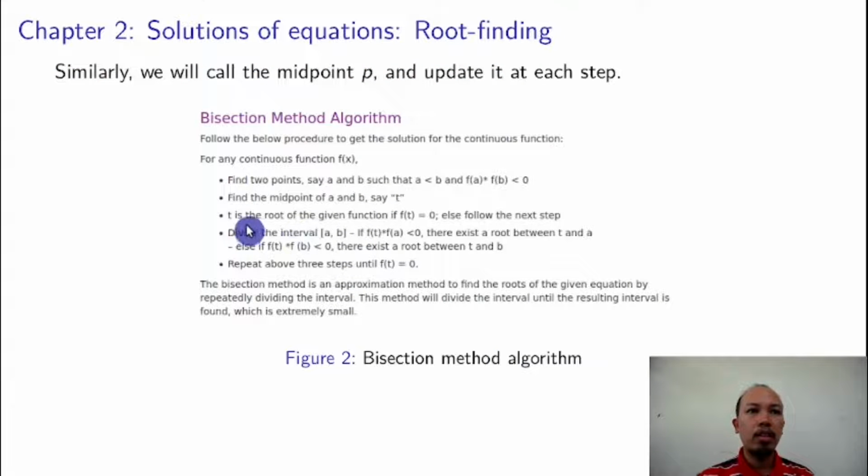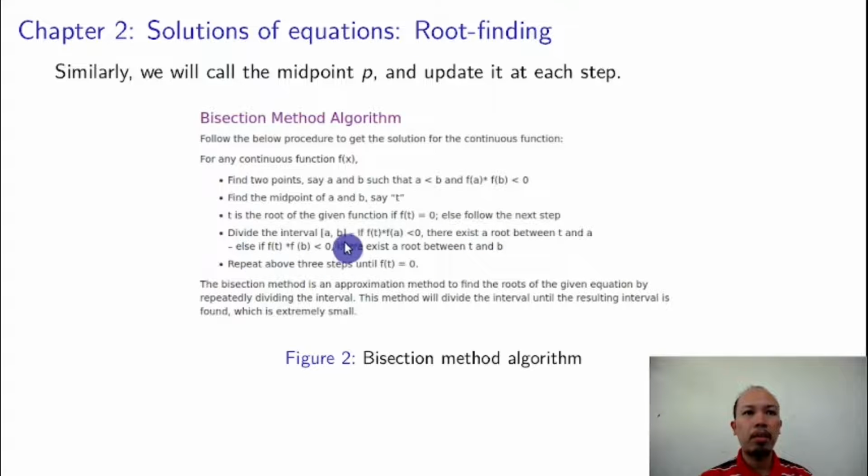Okay, so get the midpoint, and then t is the root of the given function if f(t) is equal to 0. So if you plug in our midpoint and the answer is 0, or closely equal to 0, then t is a root. But in this algorithm, we did not employ the stopping criterion. Since our t is irrational, and f(t) is not equal to 0 when you plug into the function, then we have to put a stopping criterion.